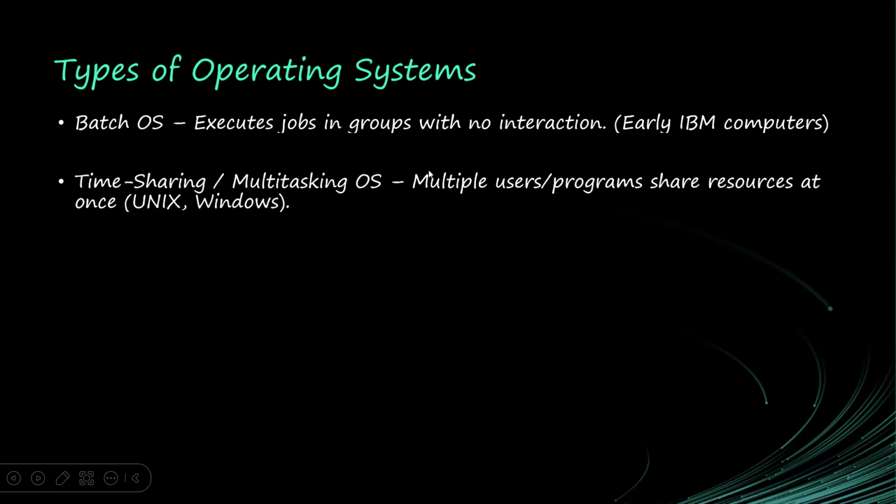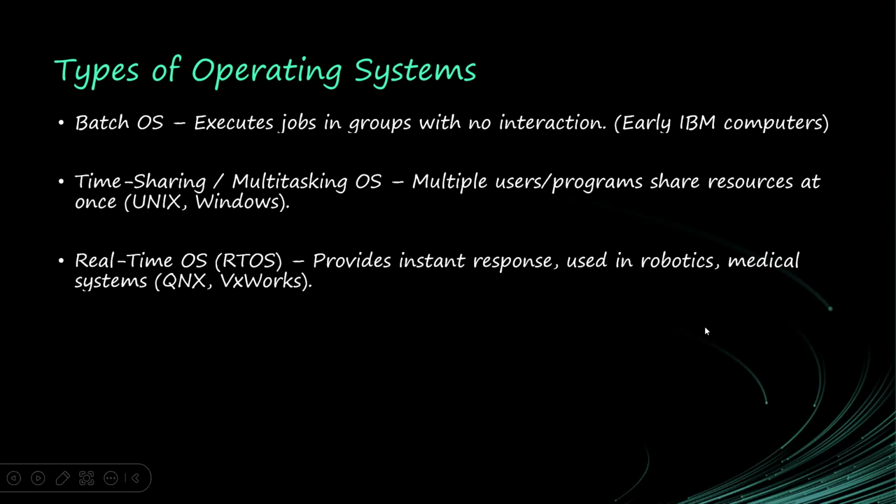So we have the batch operating system, which executes jobs in groups with no interaction. In the next class, I'm going to explain it in more detail. We also have the time sharing or multitasking operating system, where users can run multiple applications at the same time, and multiple users can use the computer at the same time. With the batch operating system, it is one user at a time.